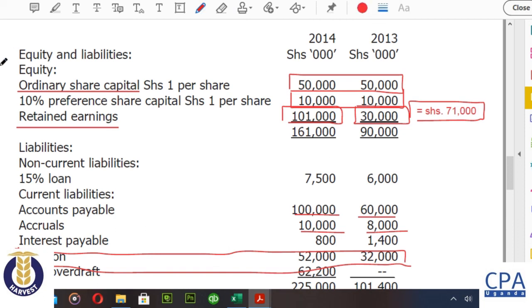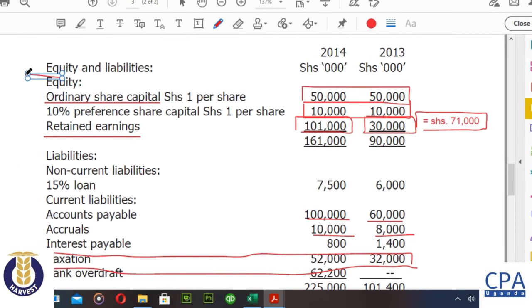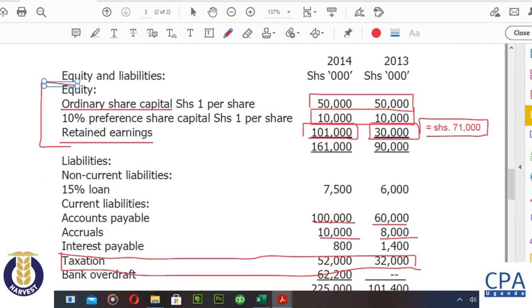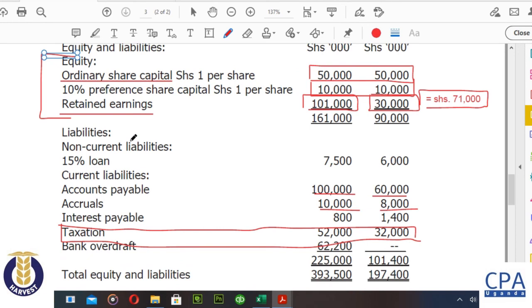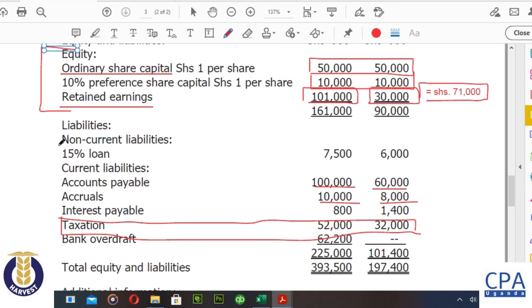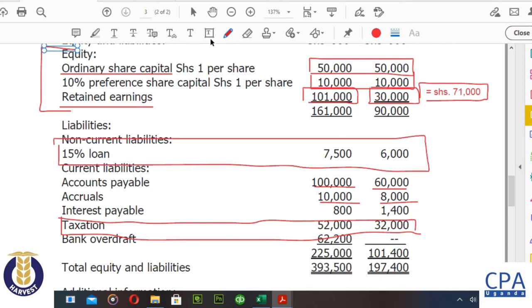So I've given a full account for the movement in equity and the impact on our cash flow statement. Next, I'll move to the long-term liabilities, and of course here we have the 15% loan. Now as you can see, our loan has moved from 6 million to 7.5 million. So what does this tell me? This tells me that we received more money from issue of loan, or I would say we acquired an additional 15% loan. We acquired an additional loan.